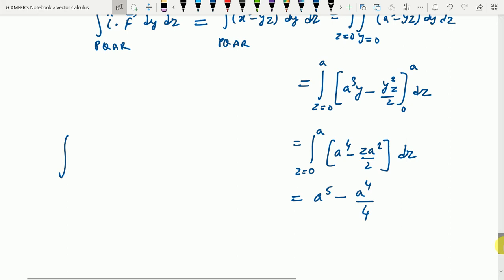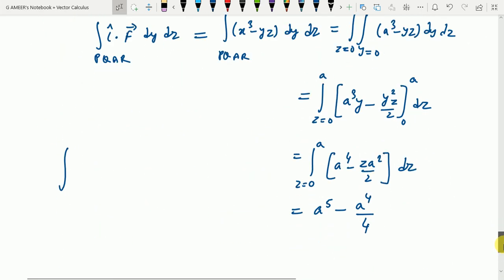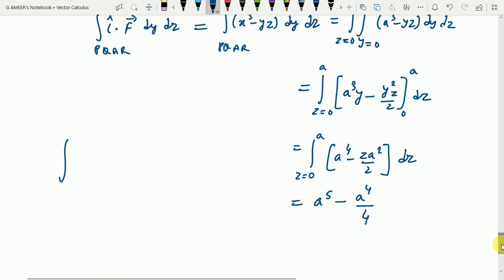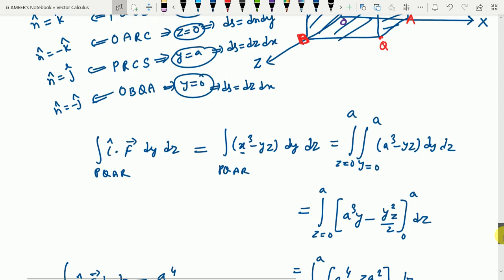Then when I perform the integration for OBSC, that is minus i cap dot f into dy dz, with x equal to 0 I substitute. It will become 0. Minus minus will become plus. The answer will come as a power 4 by 4. Only this term will come. So with this I completed two things, which are i direction and minus i direction.